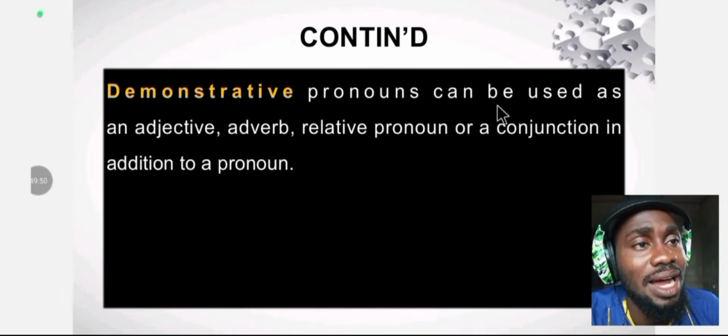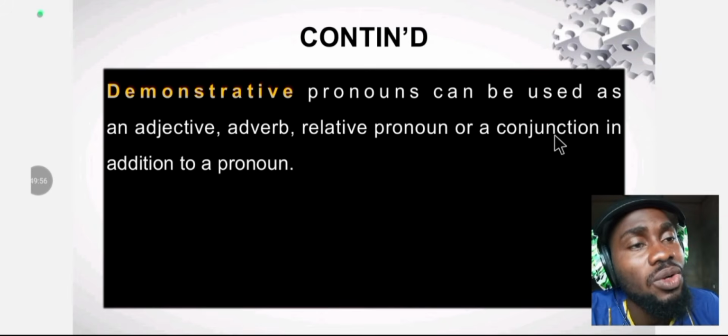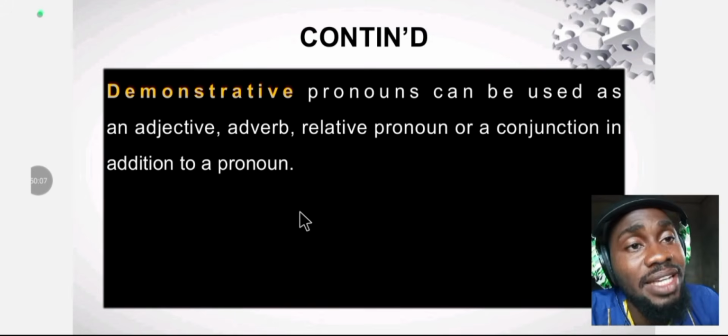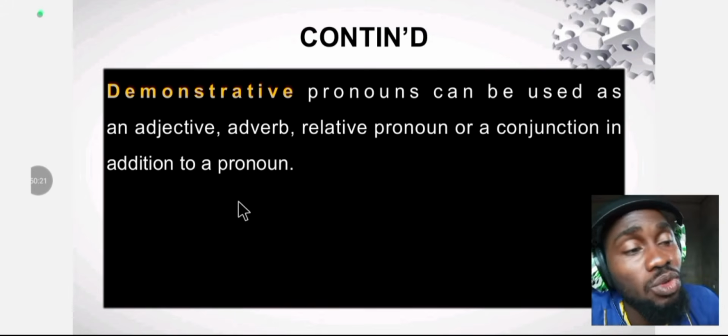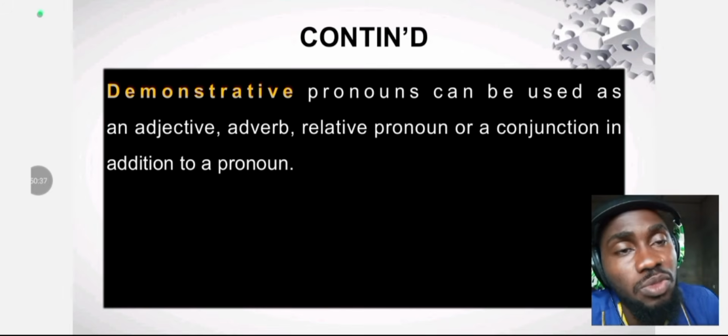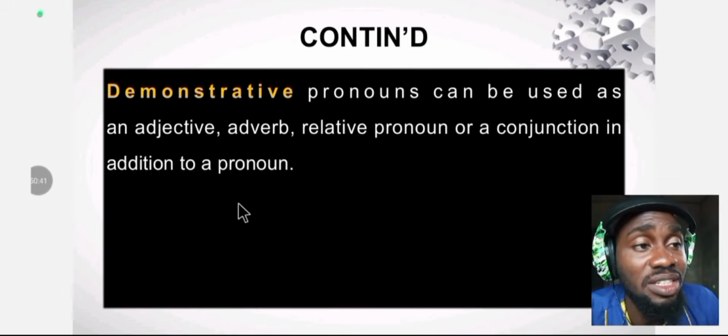Demonstrative pronouns can be used as an adjective, adverb, relative pronoun, or a conjunction in addition to being used as a pronoun. So there are words that share parts of speech. A word might be a verb, and the same word might also be an adjective or a conjunction. You can see the same word in different parts of speech.